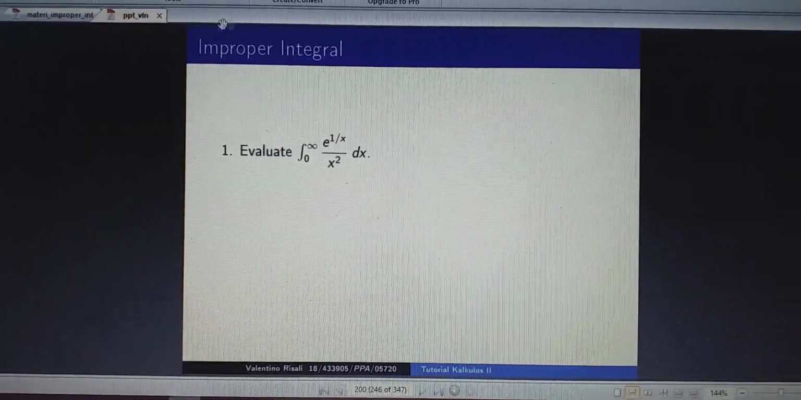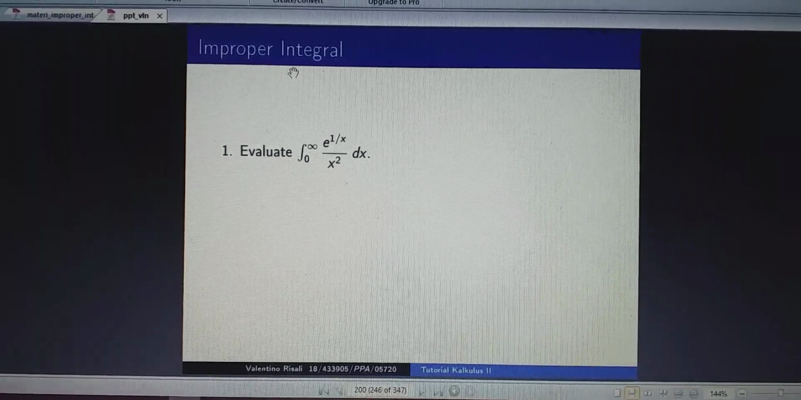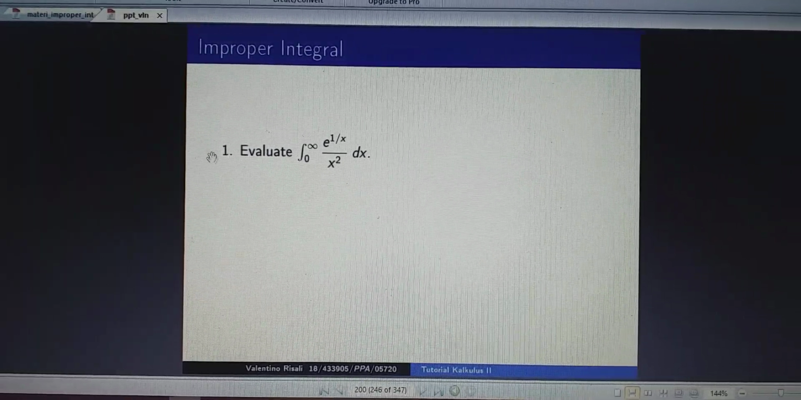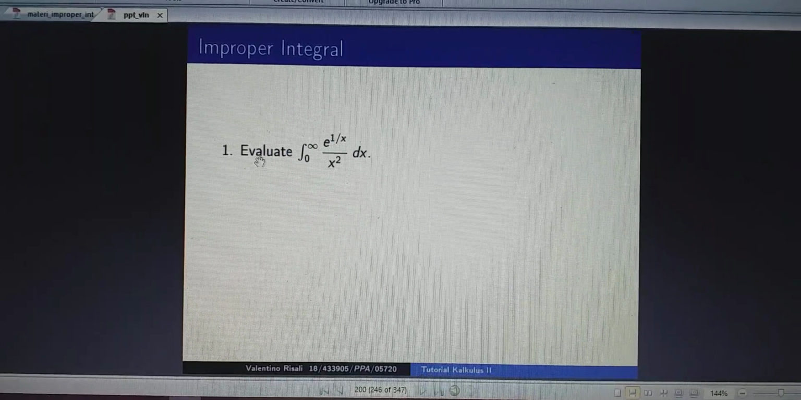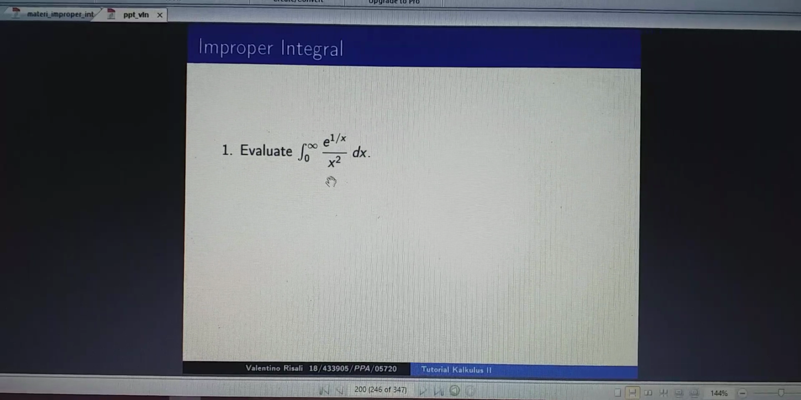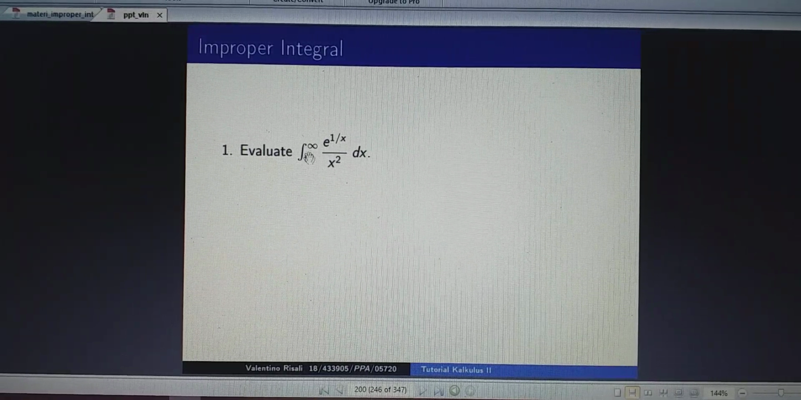Okay, today we will discuss three problems in improper integrals. For the first problem, we will evaluate this integral. Okay, and first we must analyze it. This function is undefined at 0 and the upper bound is infinity.